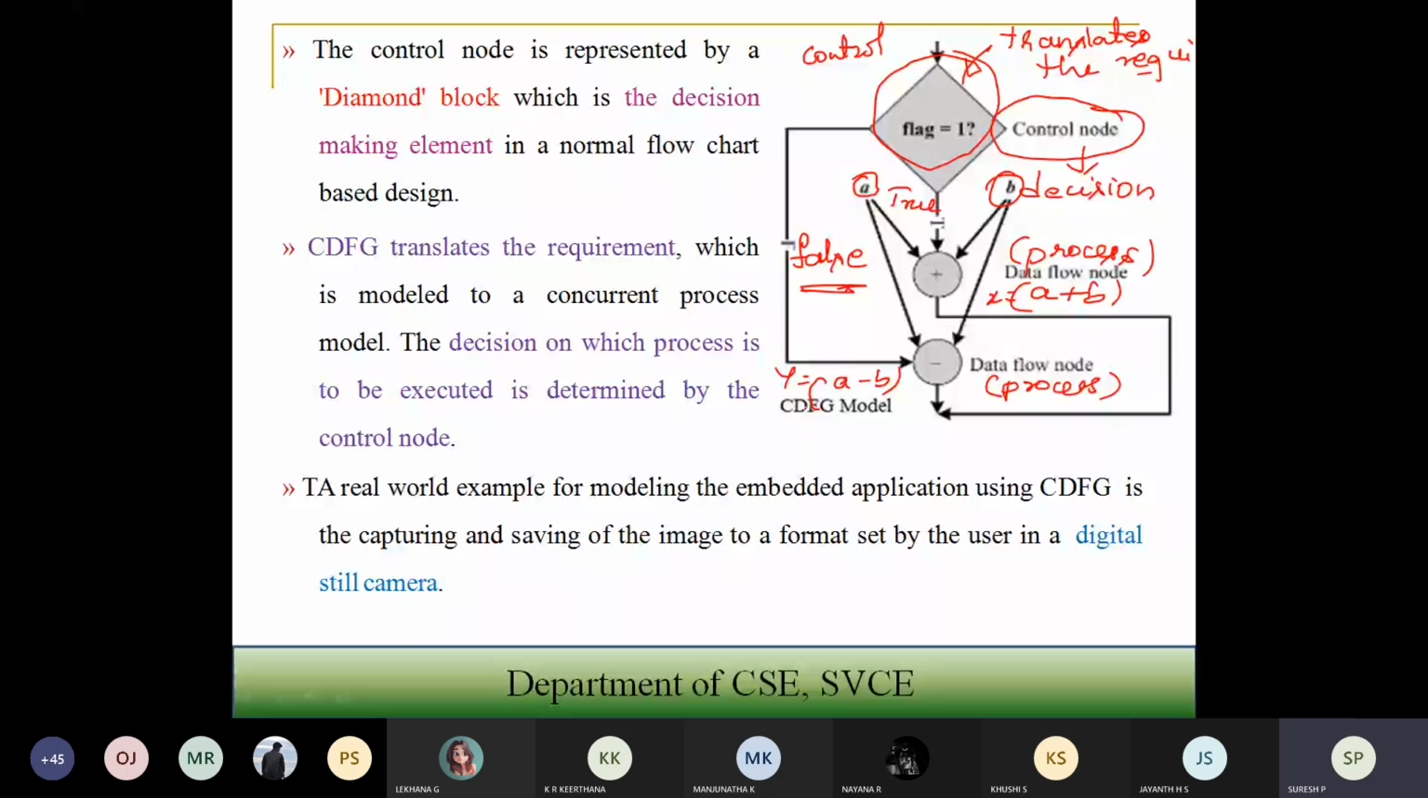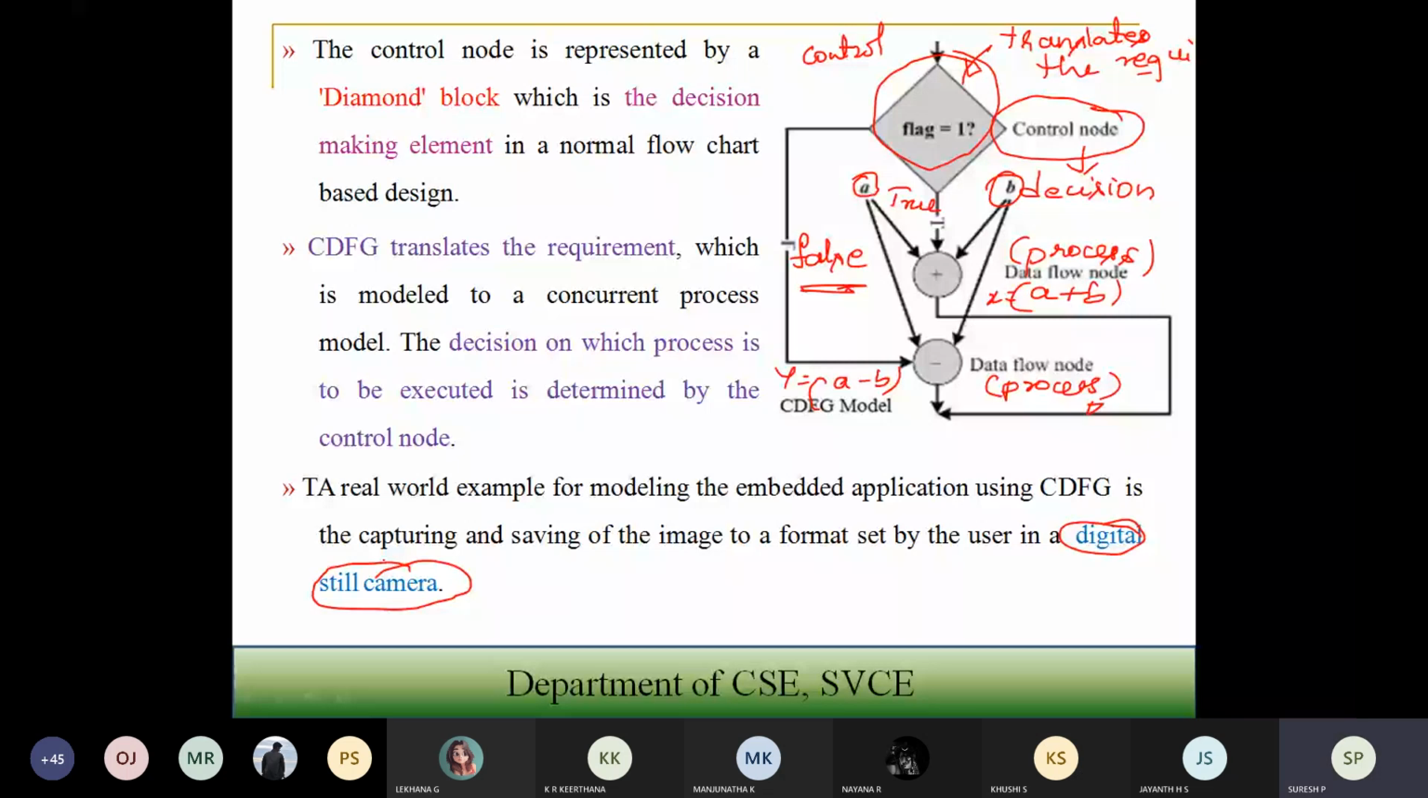So one example is capturing and saving the image to a format set by the user in the digital still camera. So sometimes you may have a still thread. This is a typical real-world application. According to the textbook, it is not mandatory that we use the same example, but what they have taken is the digital still camera.